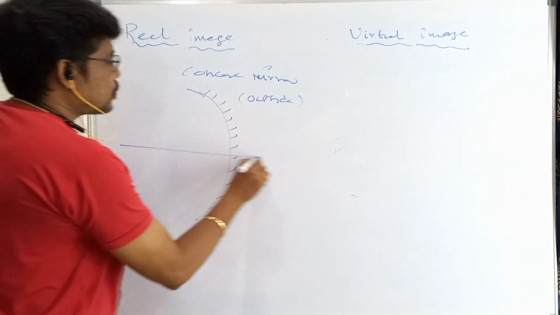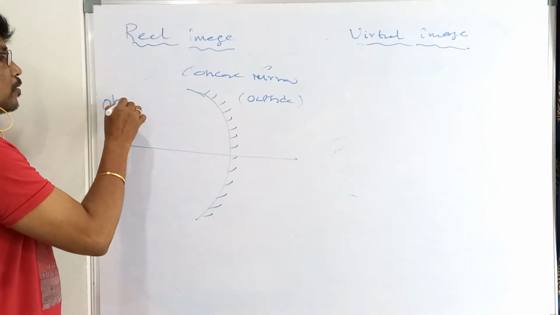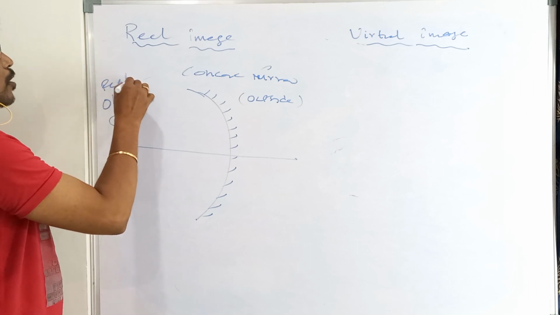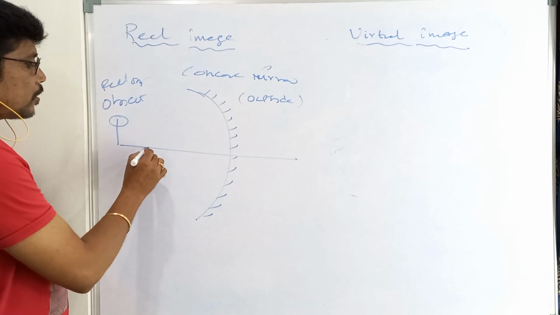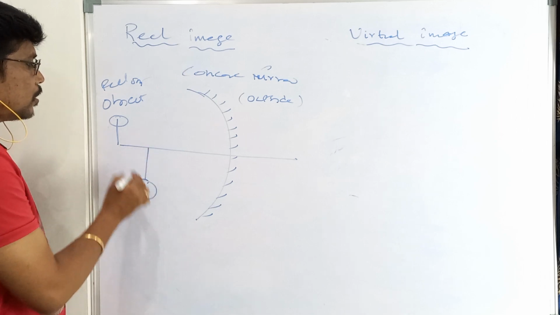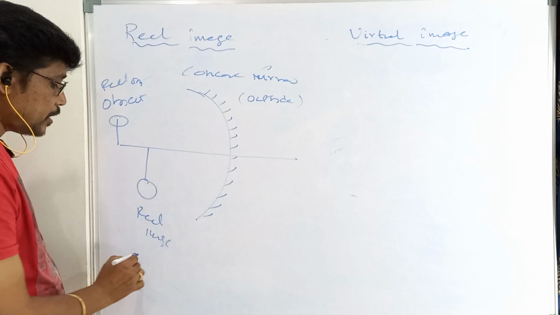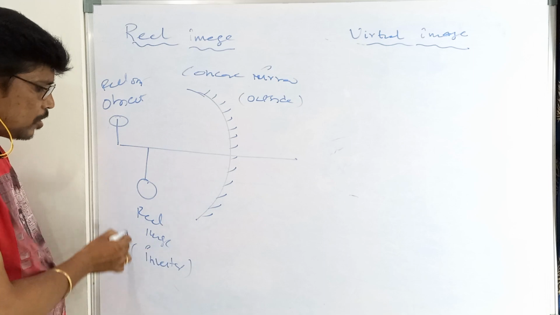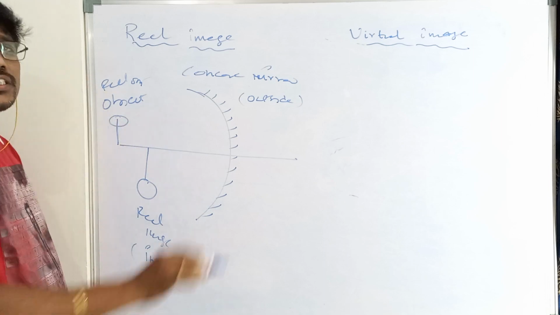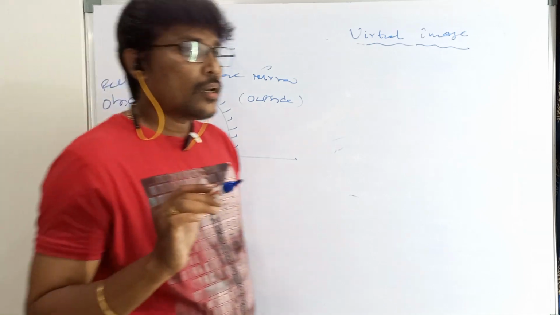Now, in this case, if you take any object, this object is a real object, you get a real image, like this. This is the object and this is the real image. But this real image is inverted. This also we will discuss in later classes. But try to understand in which cases you get real images.